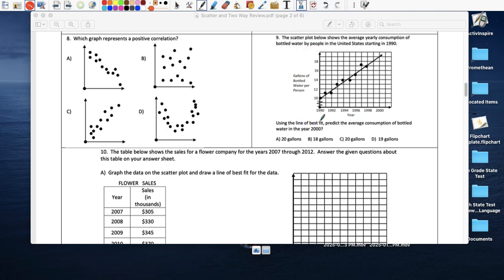Using the last line of best fit, predict the average consumption of bottled waters in the year 2000. So you can find this: pick 2 points, find the equation, do the slope, and then substitute 2000 and everything. Or we can use, so they plotted the data given, they drew a line of best fit, and we're going to use the line of best fit to answer our question.